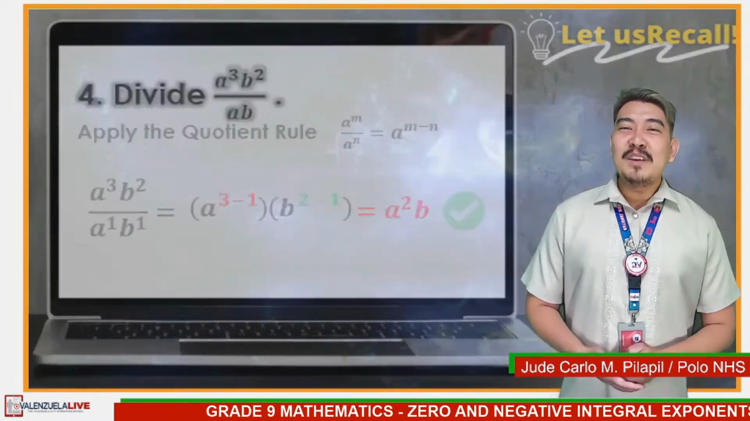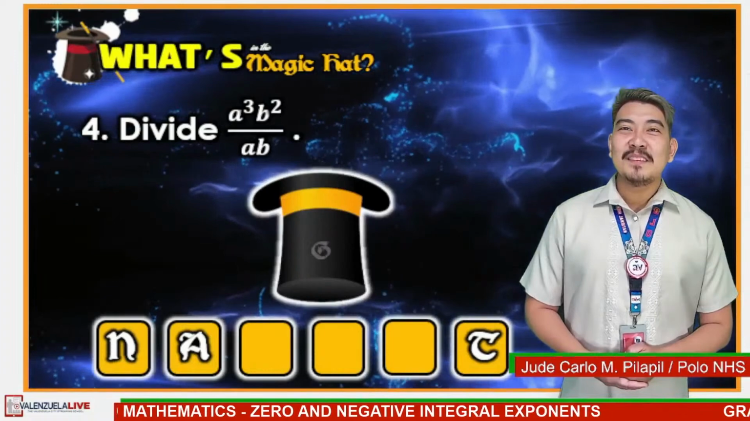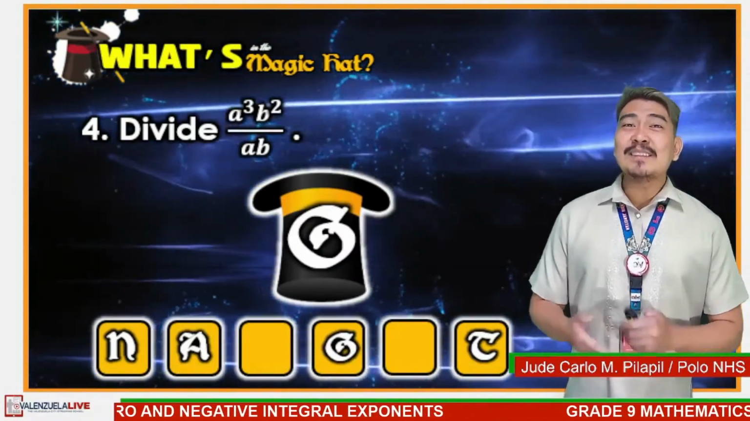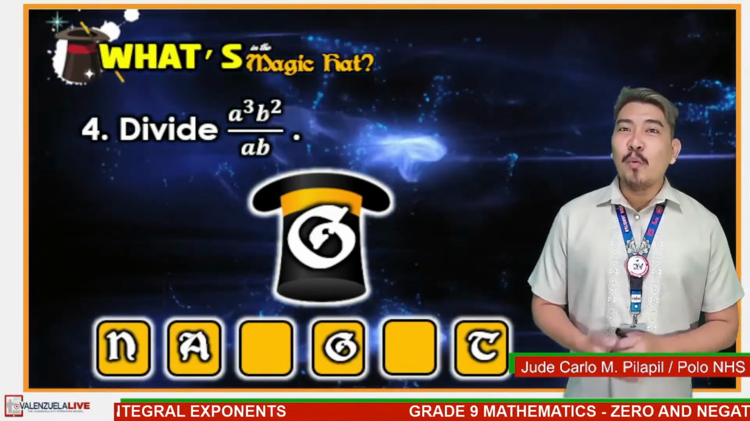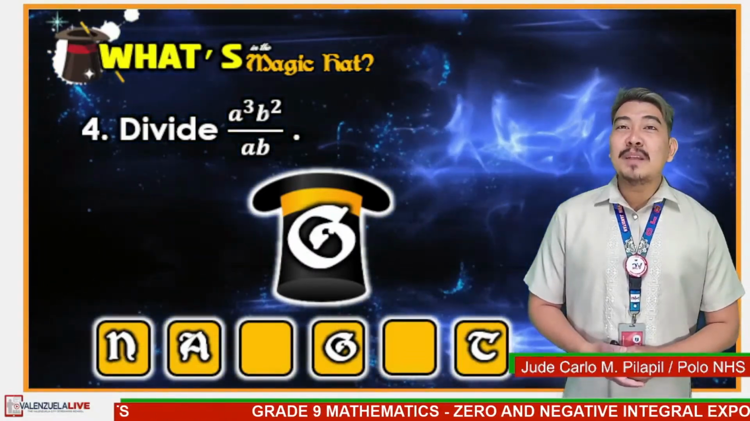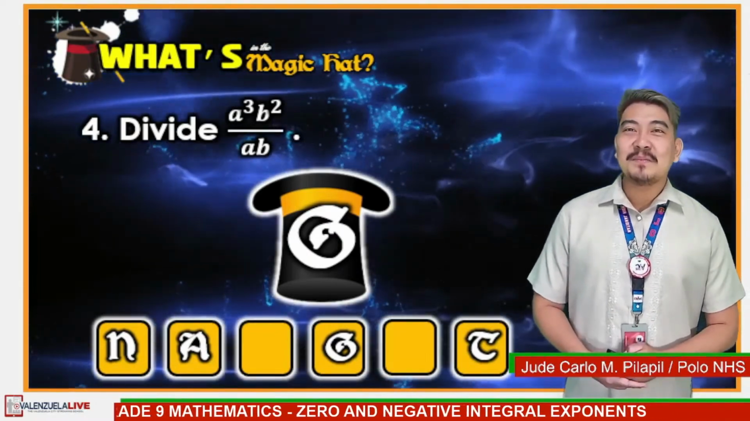Are you ready for the 4th letter? What letter will it be? It is the letter G. It is the fourth letter of the word. Do you have an idea of what the mystery word is? Or maybe some of you already know it, but let us continue solving.